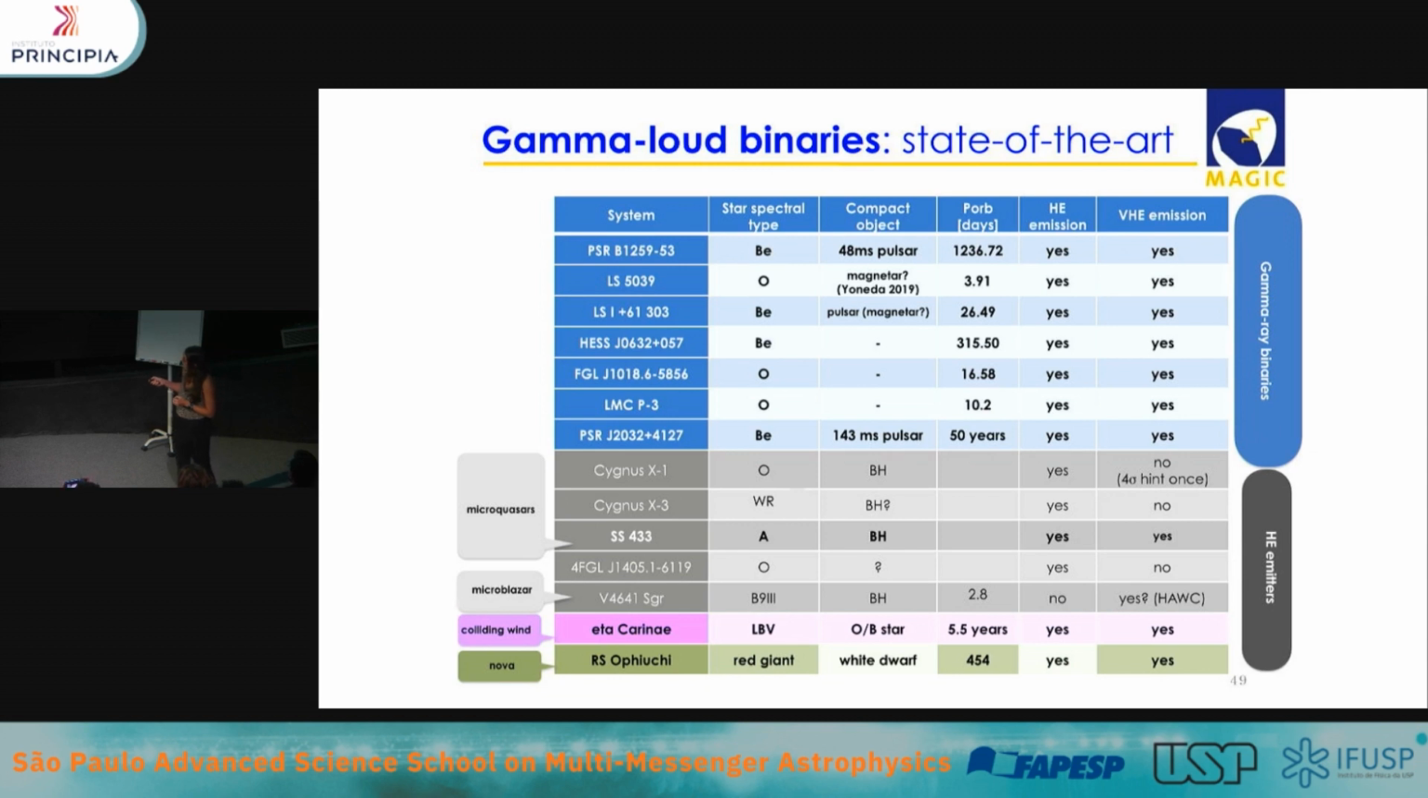Then we have a colliding wind binary, Eta Carinae, that also emits at high energies and at very high energies, and we have a nova. And out of the known gamma ray binaries, now we know that we have another system that is a millisecond pulsar. We have another system that has been identified as a pulsar, likely a magnetar. And there is this one here that some authors claim is also a magnetar. Some others don't believe this result very much, so it's a bit under debate. But you see that in only a few years, the situation has really evolved, and now we know a lot of different kinds of systems emitting at very high energies.